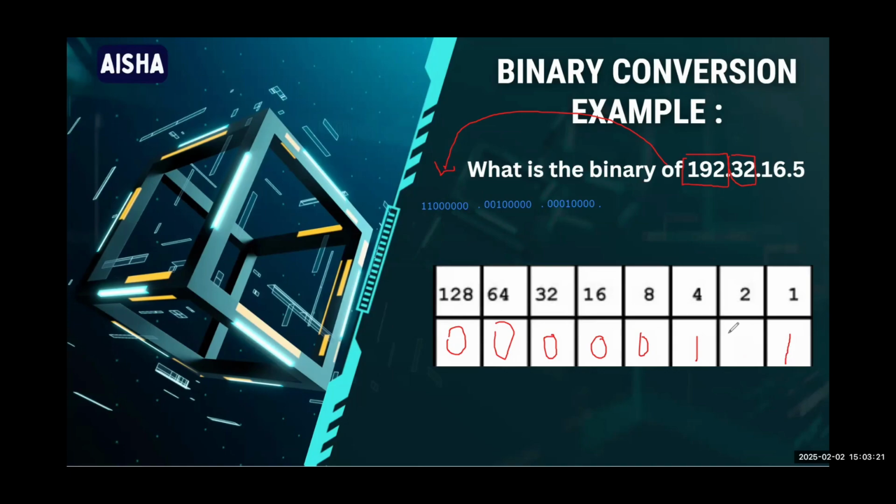1 on 1, yeah. And then 0 on 2, and then I'm gonna write that out. 0, 0, 0, 1, 2, 3, 4, 5. 1, 2, 3, 4, 5. 1, 0, 1. I have successfully converted an IP address into binary.